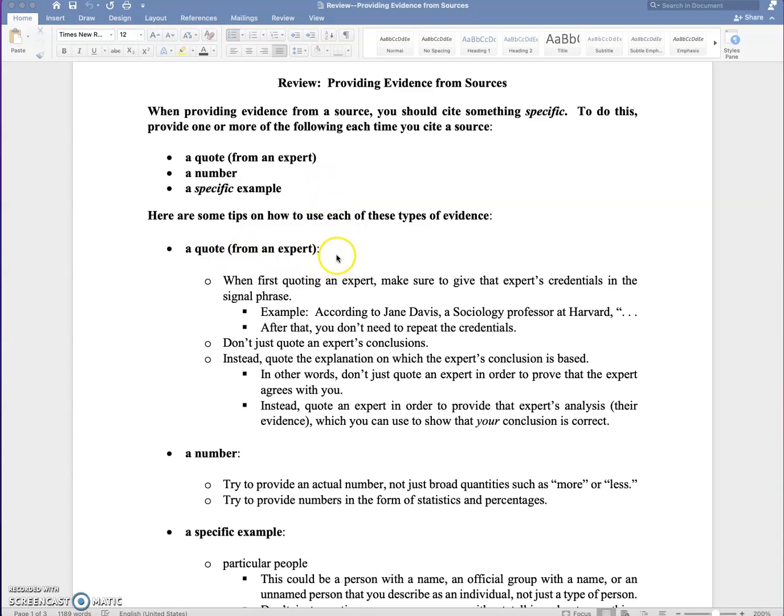Usually when you cite a quote, it's going to be a quote from an expert, and the important thing there is to try to cite the explanation on which the expert's conclusion is based. Sometimes people just cite the conclusion itself in order to show that someone backs them up. But what's more persuasive is if you can cite the explanation, their analysis, that will tell the reader why that conclusion is correct. So when you cite a quote, you want to look for explanations, not just affirmations of your position.